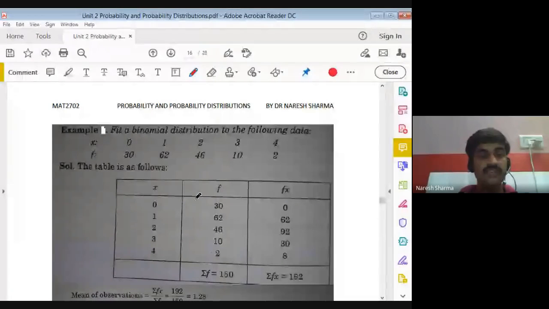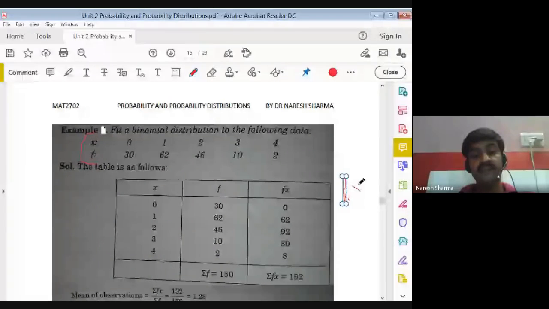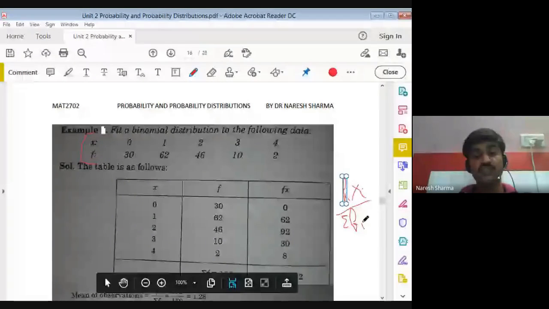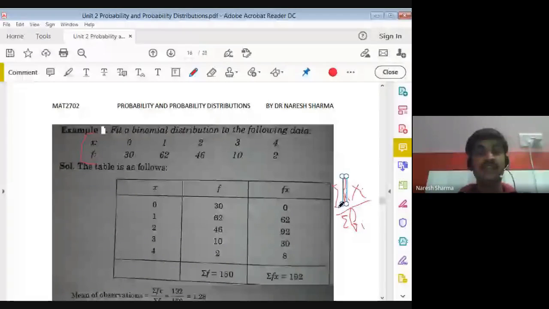So here we can calculate the mean of this by using the frequency distribution. And we know that the mean for a frequency distribution is summation fi into xi divided by summation fi. Once you calculate this mean, it is also equal to the mean for the probability distribution, which may be binomial or Poisson. Because the mean is unchanged, we can use the same value for the binomial distribution.